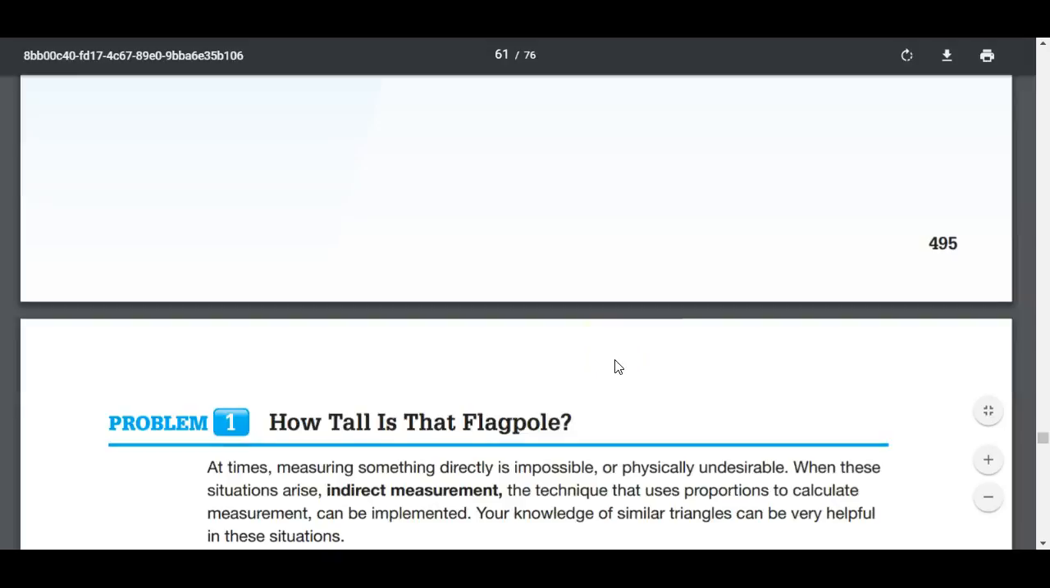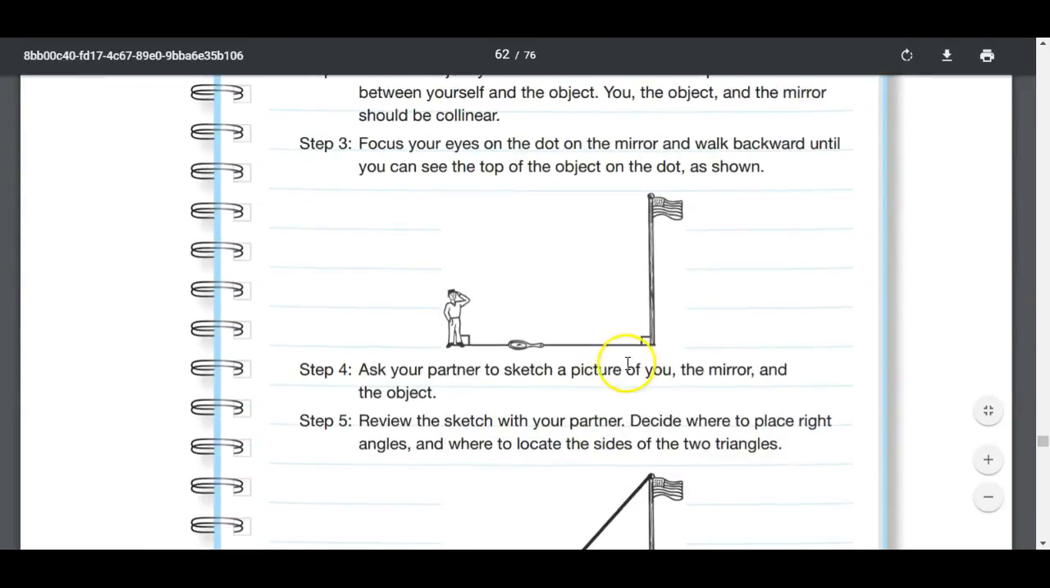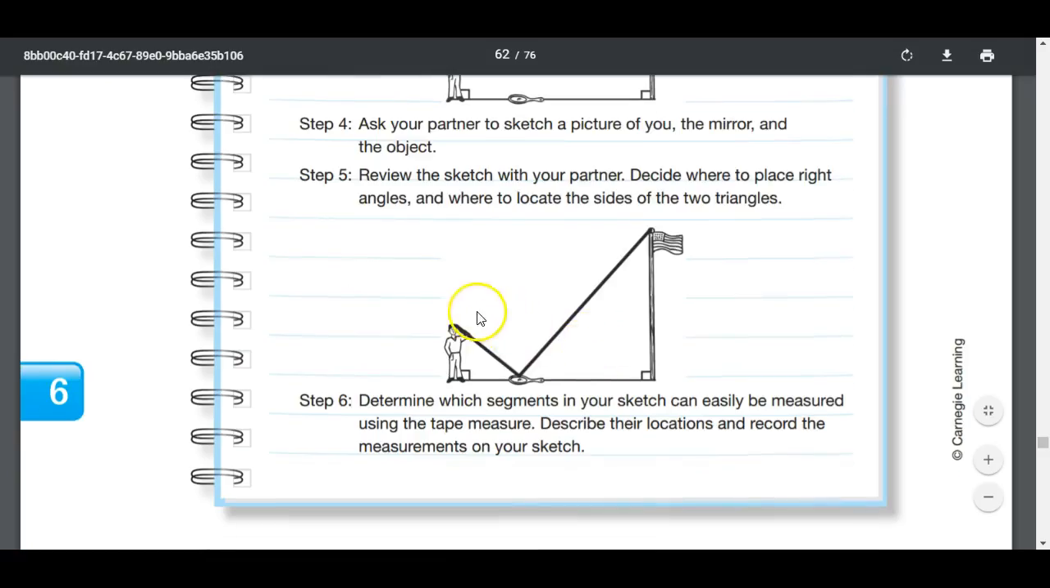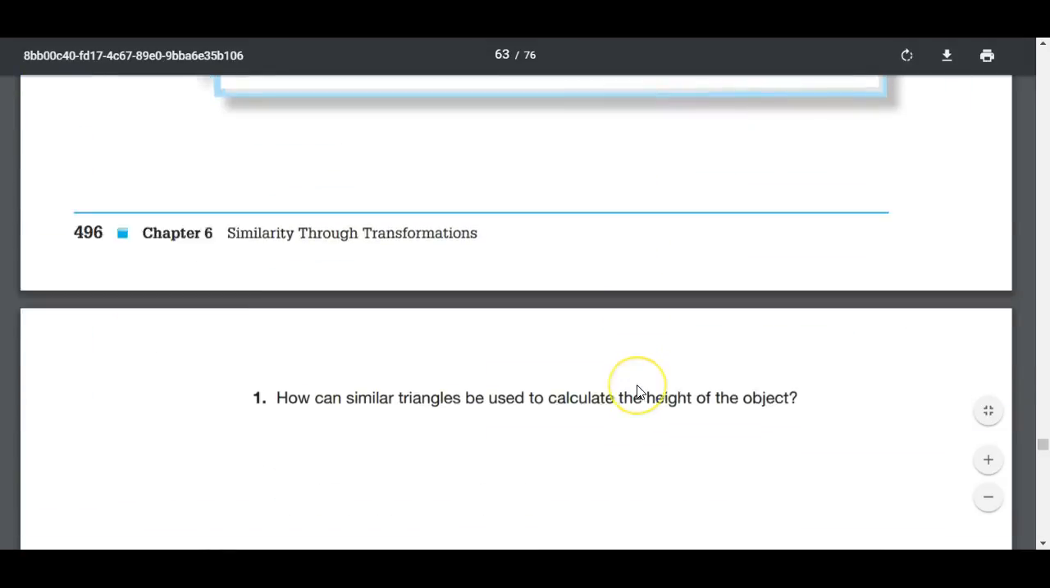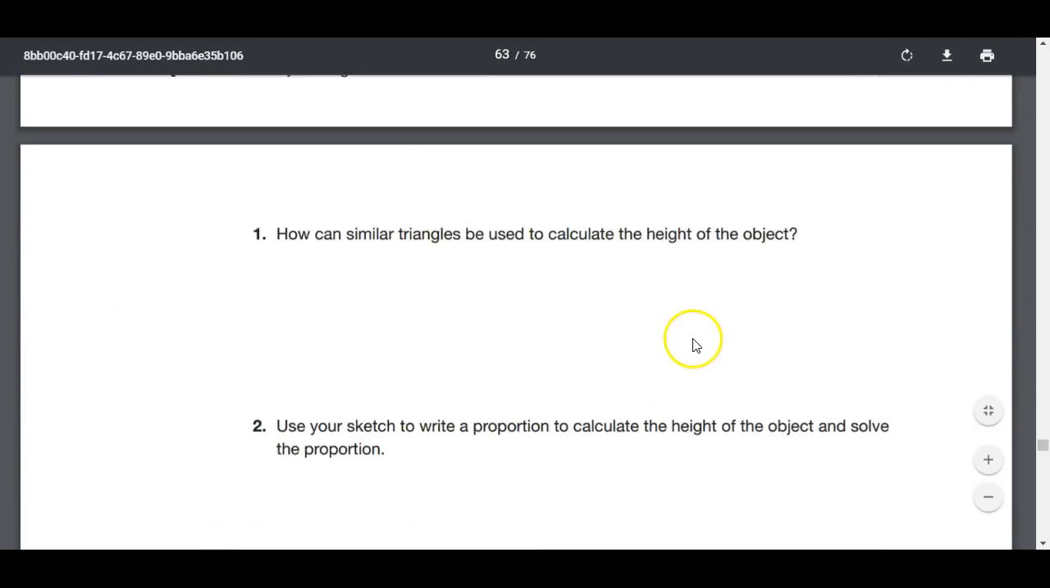The first thing that they want you to do is to go outside and use a mirror to create similar triangles. I'm going to have you skip that. I don't want you to worry about that. I'm going to have you just answer this question in here. How can you use similar triangles to calculate the height of any object?